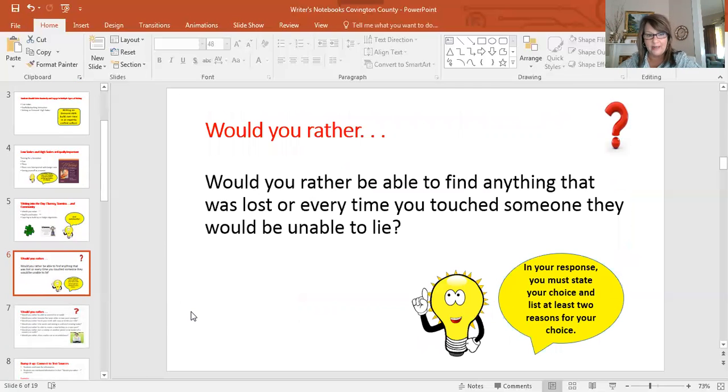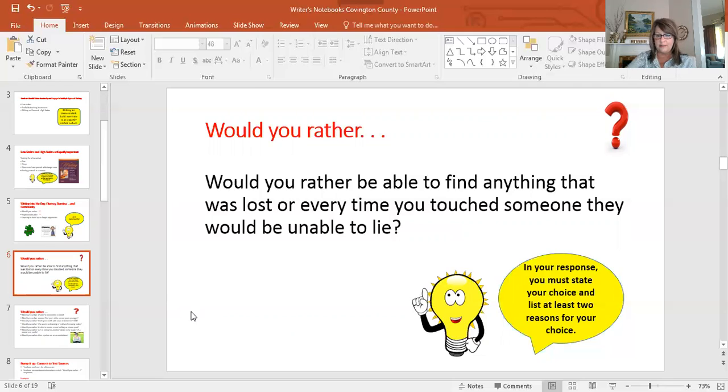So let's just jump right in, would you rather? You can Google for these. You can find lots of would you rathers on the internet. All you have to do is put in your little search engine, would you rather, and you might add writing exercises or something like that. But here's one. Would you rather be able to find anything that was lost, or every time you touch someone, they would be unable to lie?